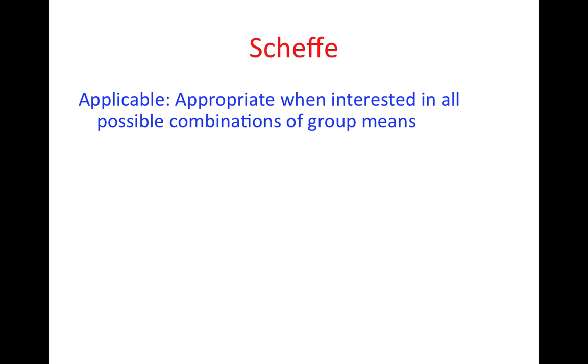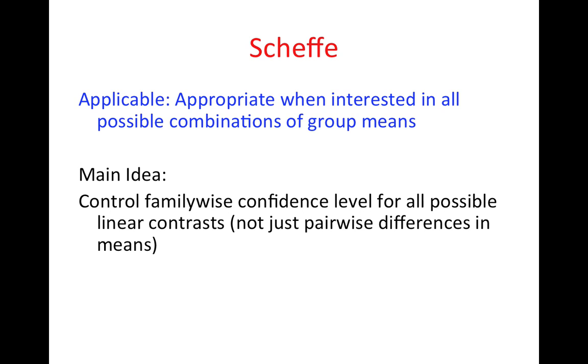Scheffe's method is appropriate when you're interested in all possible combinations of group means. So something like the mean of 1 minus 2 times the mean of 2 plus 2 times the mean of 3 minus the mean of 4. All different combinations. The main idea is we're going to control the family-wise confidence level for all those possible linear contrasts. So now we're looking at a lot more than all possible pairs, but all the different ways we could write down equations combining those 4 means.